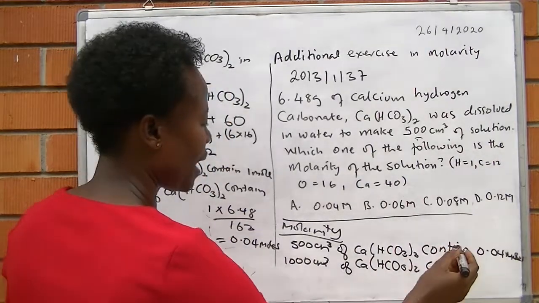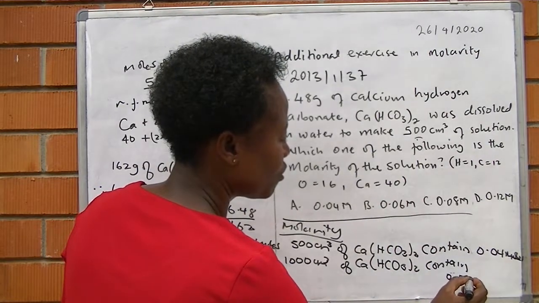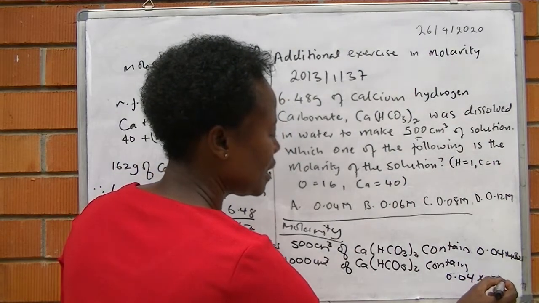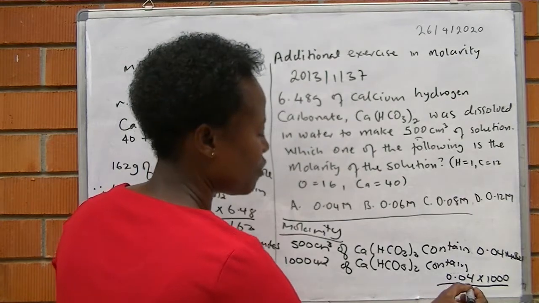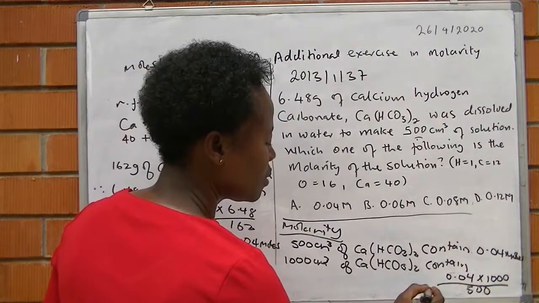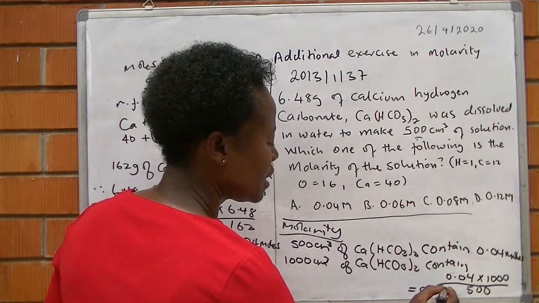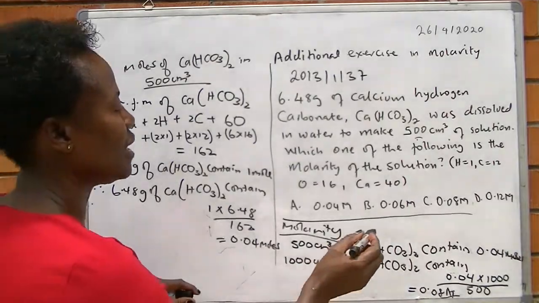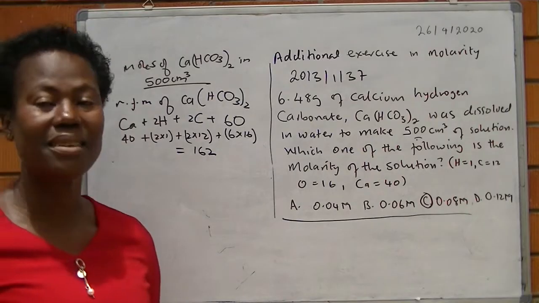now we cross multiply, 0.04 times 1,000 divided by 500. This is the same as 0.08 moles. That is the molarity, and our answer is C. So that is the first method.